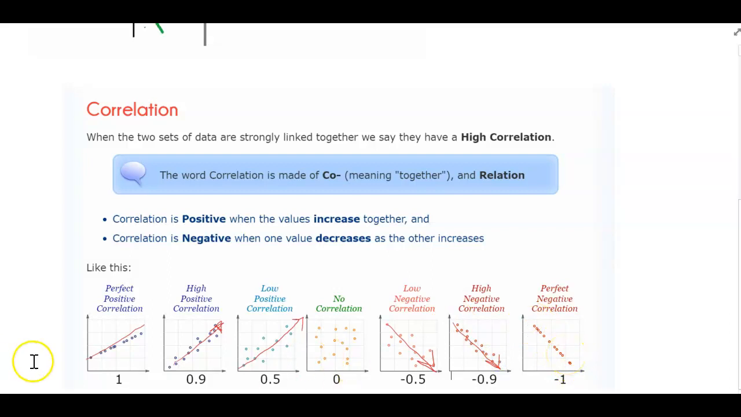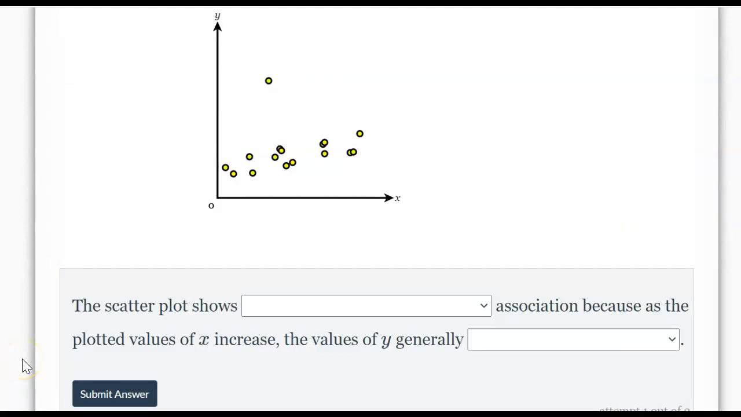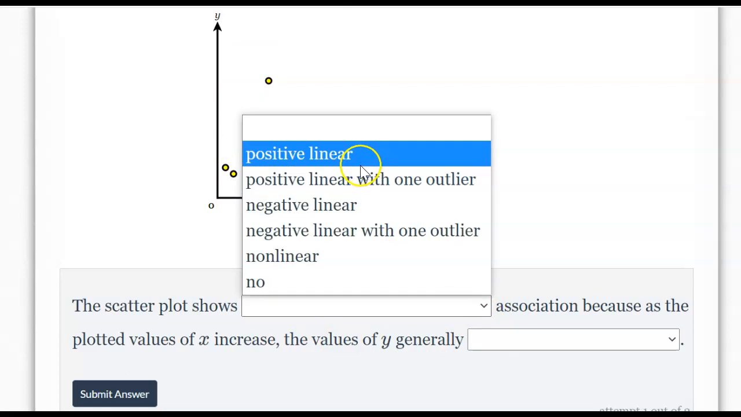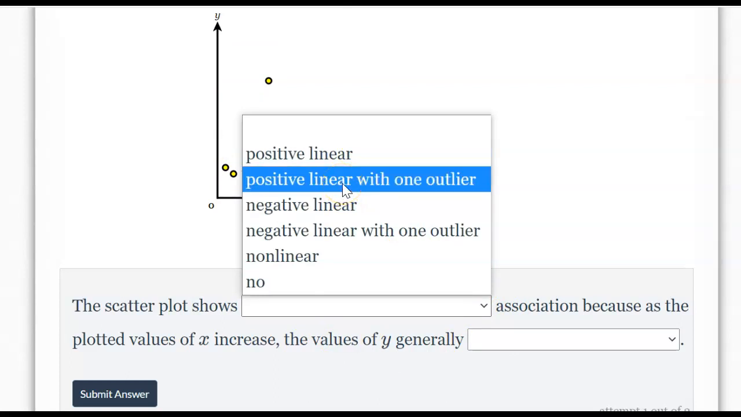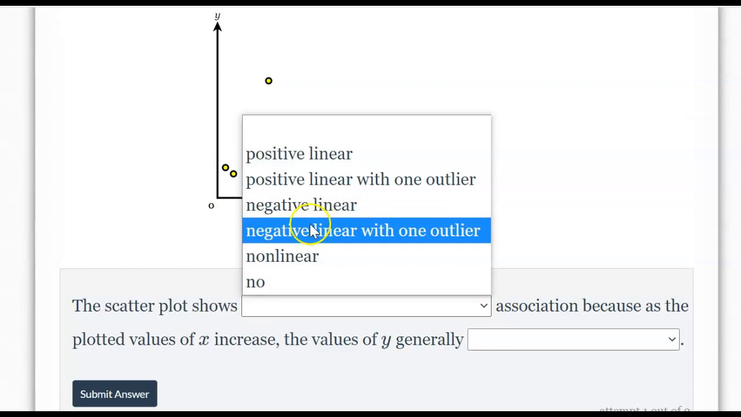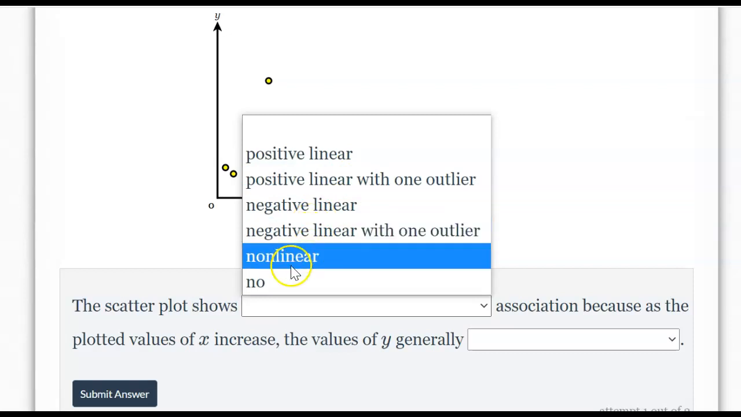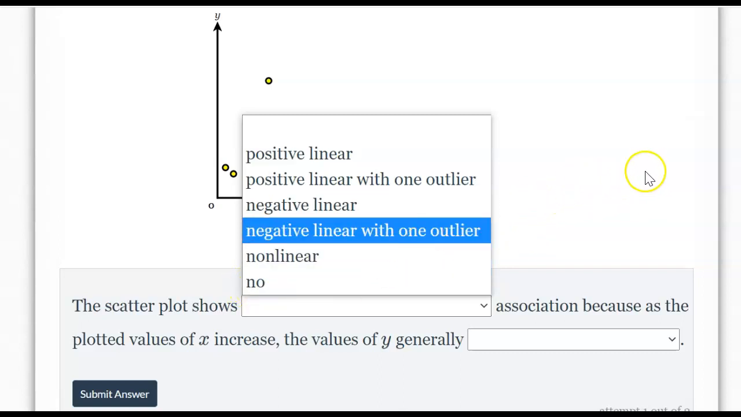All right, let's look at some examples. So here's the type of problem that you're going to see on today's homework. You're going to see a graph and you're going to be asked what the correlation is. So the scatter plot shows what? Well, what's it showing? My choices are positive linear, positive straight, positive with one outlier, negative going down, negative with one outlier, non-linear, meaning not straight, no correlation, or no correlation. They're all over the place.